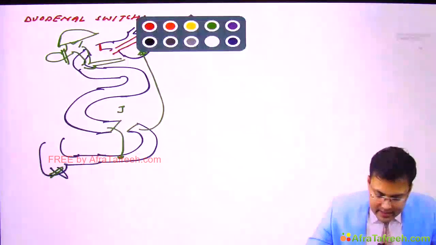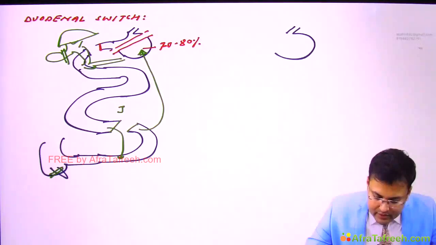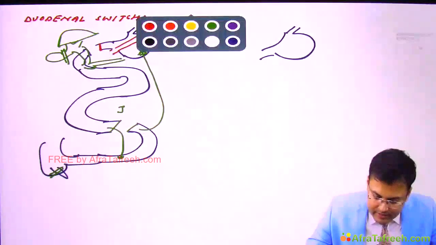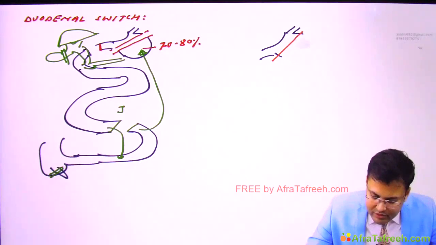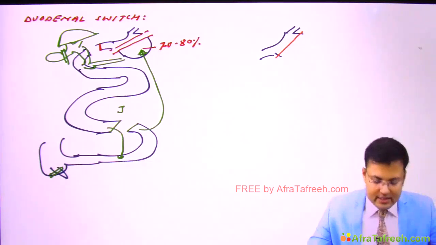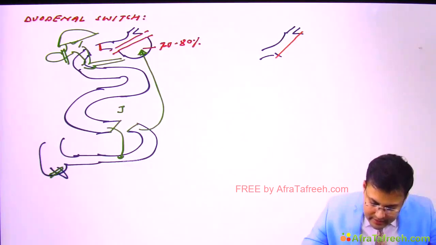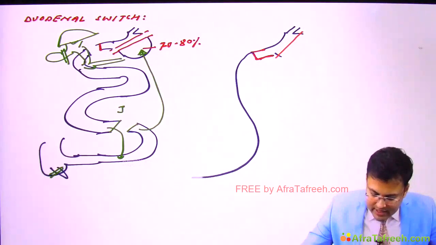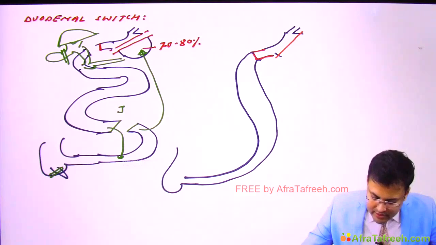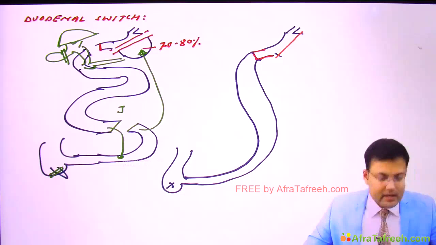So what is the final diagram? Can you see? This was the stomach, and what did you perform? You removed the 70 to 80% part of stomach. So this is the part of stomach which is left. This is the sleeve. This is the duodenum, red colored. With the duodenum, I am going to anastomose what? Ileum. So what is the name of this anastomosis? This is duodenoileostomy. Here appendectomy is done.